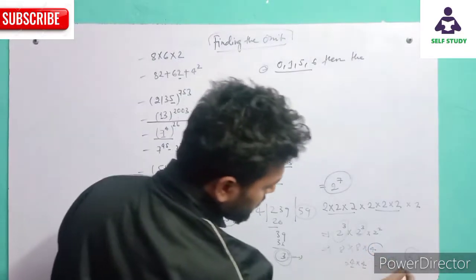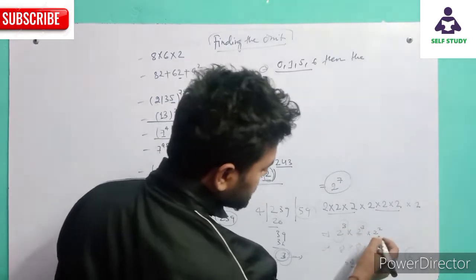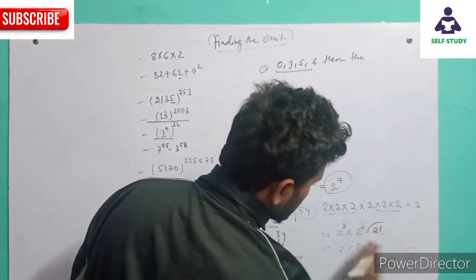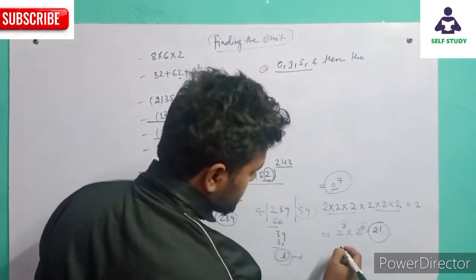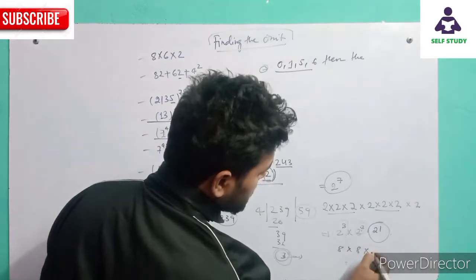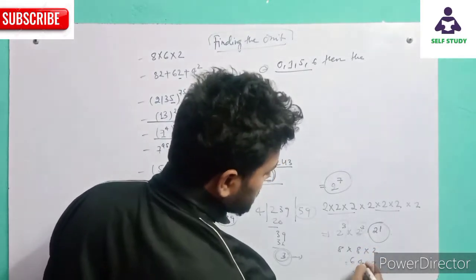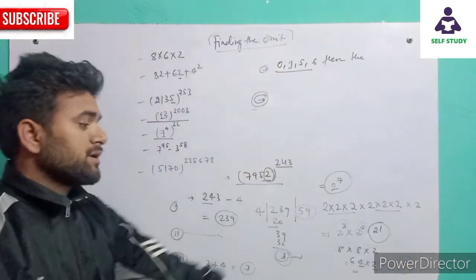Here we have one mistake: the unit digit is 8, not 2, so it is 2 to the power 7, not 3. So we find again: 2 to the power 7 is 8 and 4, 64 into 2, 4 into 2. Finally, the unit digit will be 8.